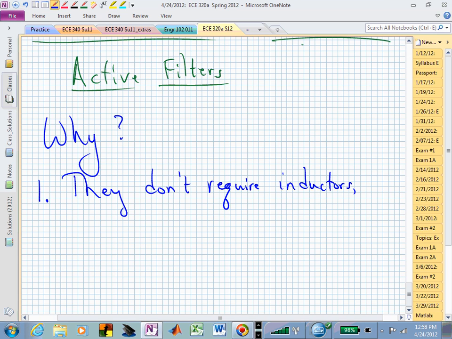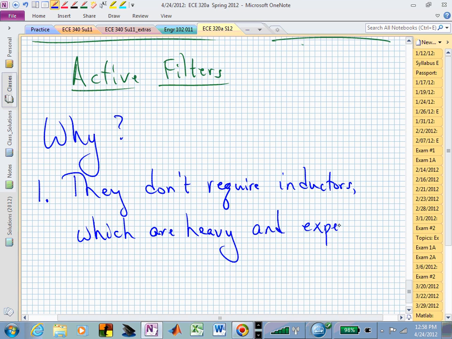Inductors are bulky, aren't they? So we wouldn't have to carry that around, or if we were launching it into space, we wouldn't have to worry about the weight of those inductors, right? So these inductors could be bulky or heavy, and maybe they're expensive actually.